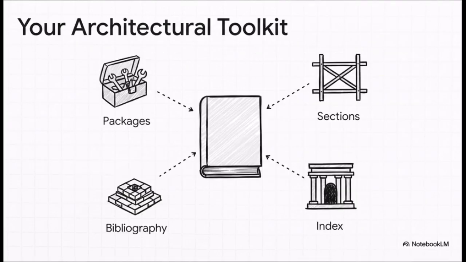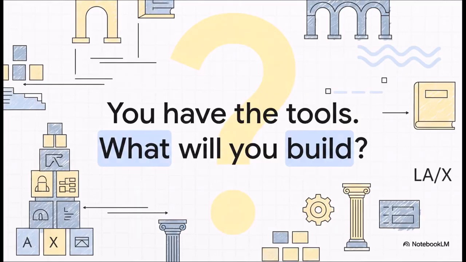So let's just put it all together. What we've done is assemble a complete architectural toolkit. We've got packages for functionality, we have section commands to build the structure, the front matter handles the presentation, the bibliography adds that crucial credibility, and the index provides easy navigation. You now have all the tools you need to build a truly professional document. So with all these pieces in place, you're not just a writer anymore, you're a document architect. The only question left is, what are you going to build?